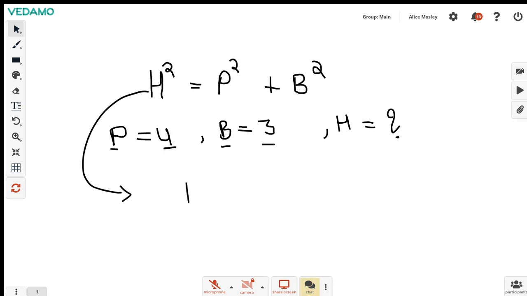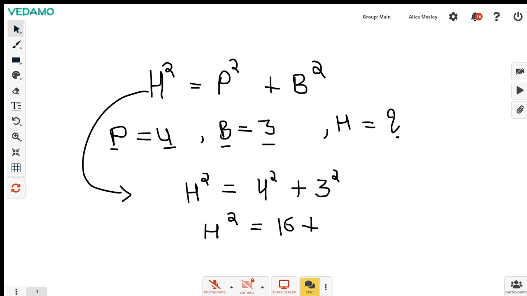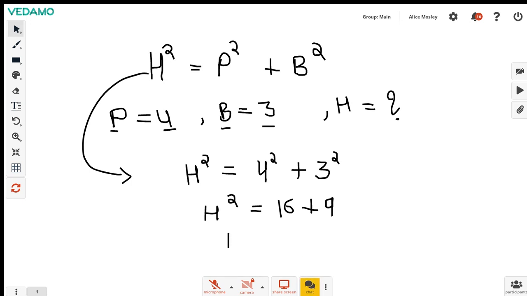as h square, because we don't know the value of h. Instead of p, we will write 4 raised to power 2, and instead of b, we will write 3 raised to power 2. So now my equation will look like h raised to power 2 equal to 4 raised to power 2 is 16, and 3 raised to power 2 is 9. So my equation will look like h raised to power 2 is equal to 25.